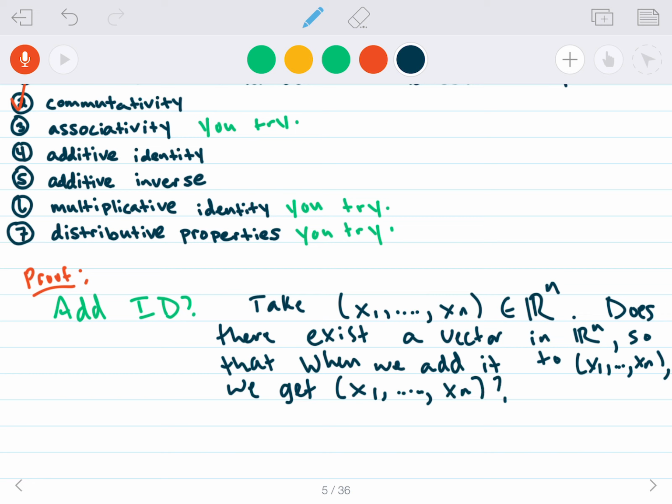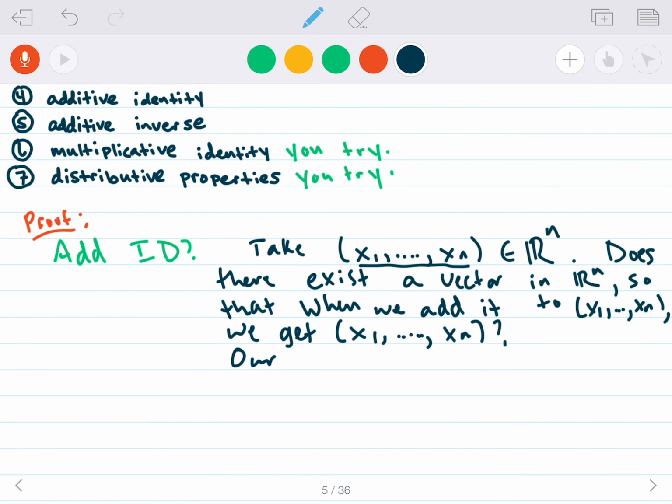So is that true? Is there a list of numbers in Rn so that when we add it to this guy, we're going to get that thing back? And the answer is yeah. It's just 0, right? N zeros. So our additive identity is 0, ..., 0. This is the first 0, and this is the nth 0.